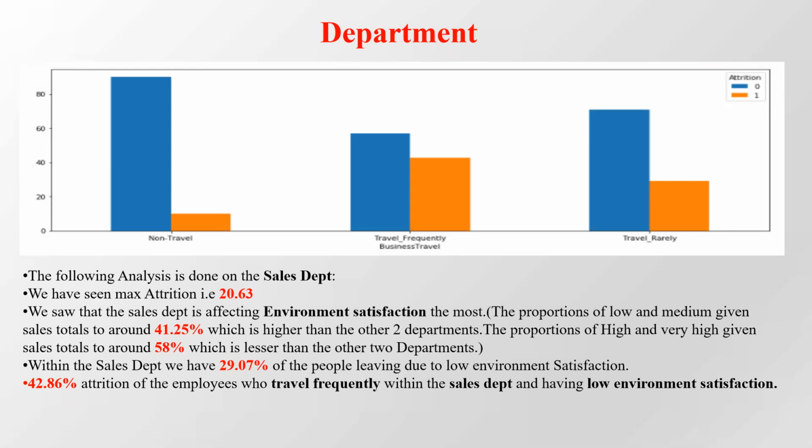As we can see, this is the case in the real-life scenario. It is true that the sales department has low environment satisfaction because they don't have a proper office space, and they have a job which involves a lot of traveling. So I checked the relationship with business travel, and I found that the employees in the sales department who had low environment satisfaction and traveled frequently left the company 42.86% of the times, which is quite a high number. So we can move ahead.